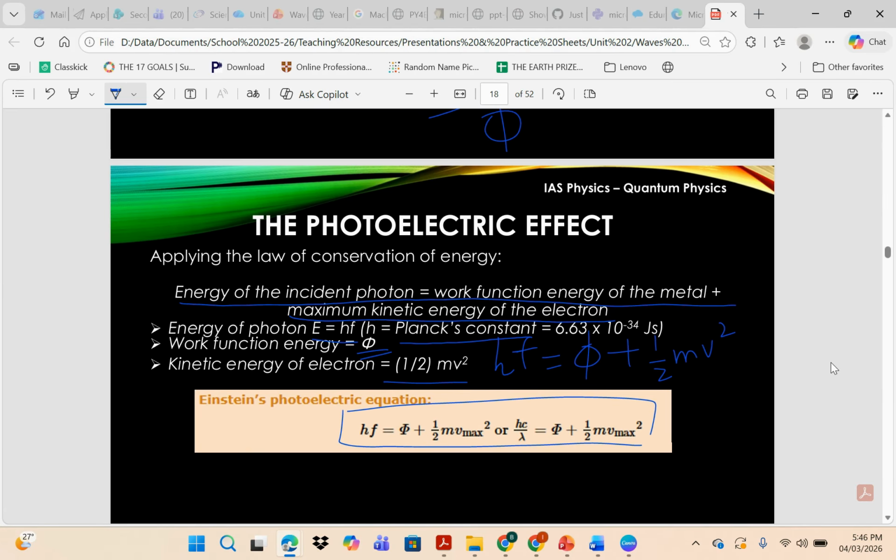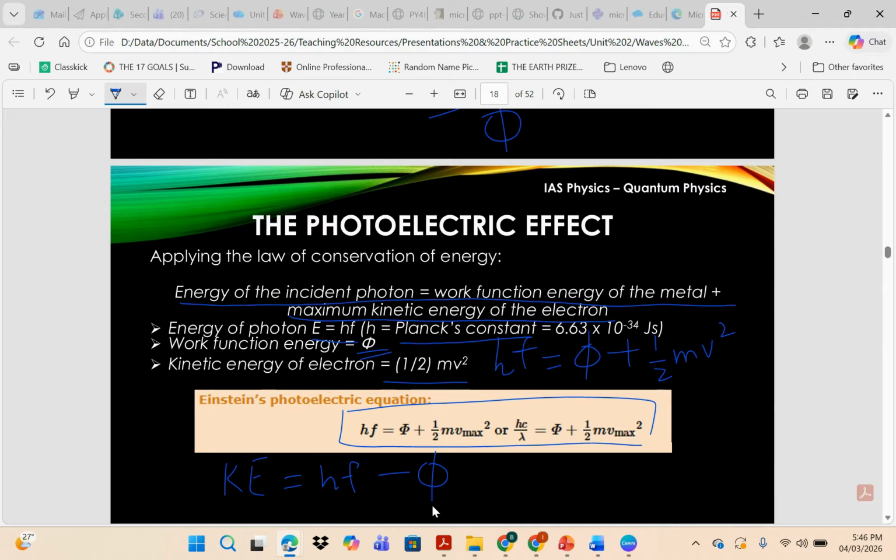Now, I'm just going to manipulate the equation a bit and rearrange it, and I will make the kinetic energy the subject. So I will write the kinetic energy of the electron, and I'll move all the other terms to the other side. So kinetic energy is equal to the energy of a photon minus the work function. I just moved the work function to the other side of the equation.